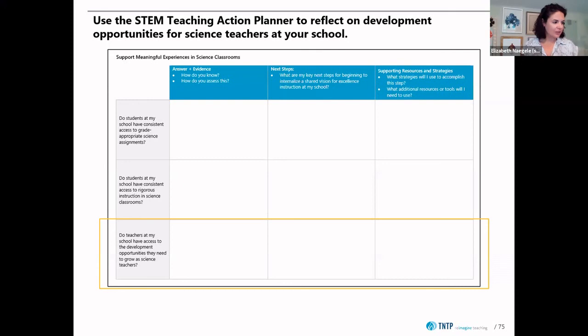So that's why that third question there says, do teachers at my school have access to the development opportunities they need to grow as science teachers? And if you take a few minutes to think about that, you can reflect on what are the opportunities and what are the challenges and how can you potentially overcome them or mitigate them so that you're able to do some of this teacher development work with science teachers, which I know as a science teacher was very hard to get because there's so much pressure put for math and ELA. So thinking about how you can use the resources you have to support those teachers as well.